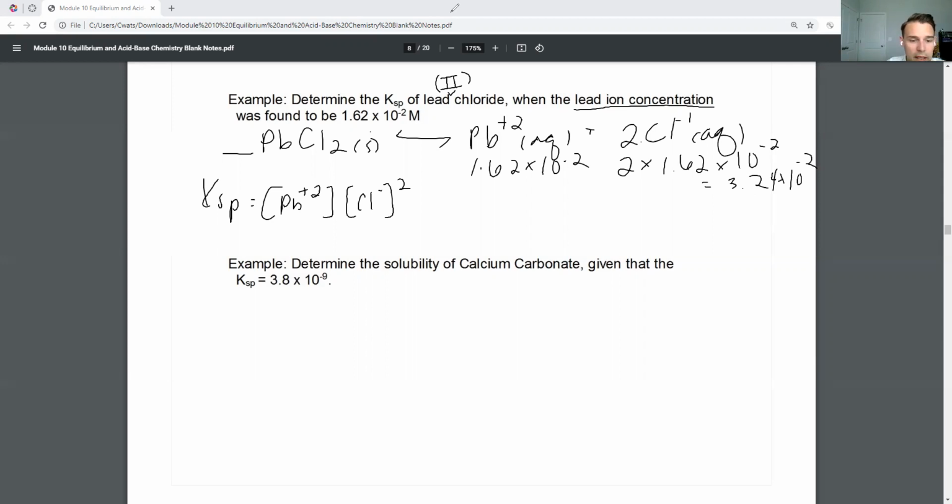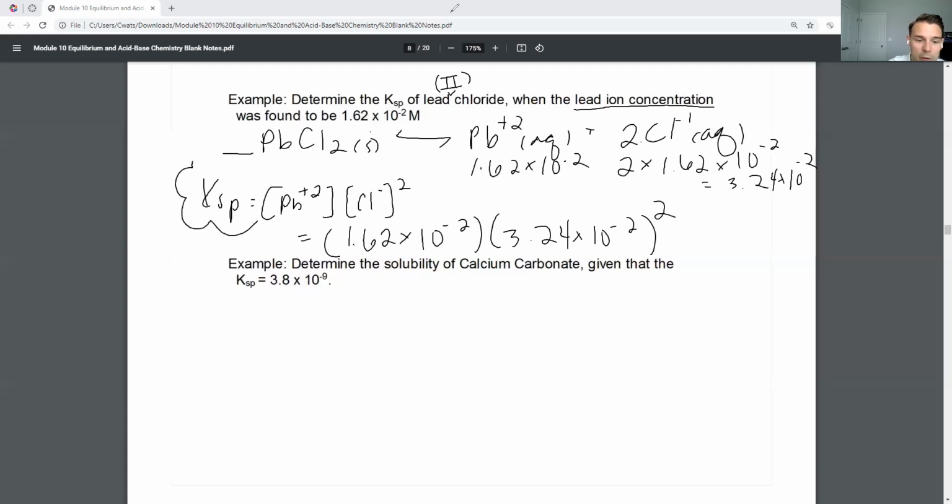So let's go ahead and plug in our numbers. Our Pb2+ is 1.62 times 10 to the negative second. Then we're going to do 3.24 times 10 to the negative second, and I still have to square it. This is why we always want to write this out first, so we don't forget. A lot of times you will forget, I guarantee you. That's 1.70 times 10 to the negative fifth. Again, a very small number, not very much of it dissolves.